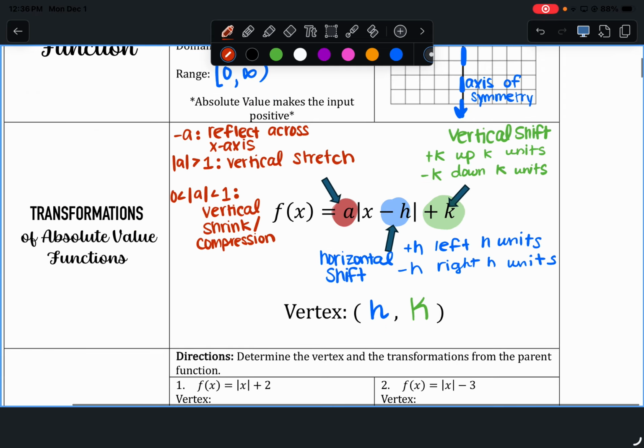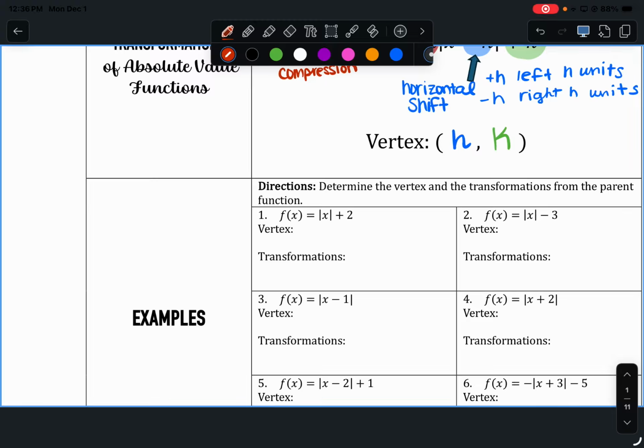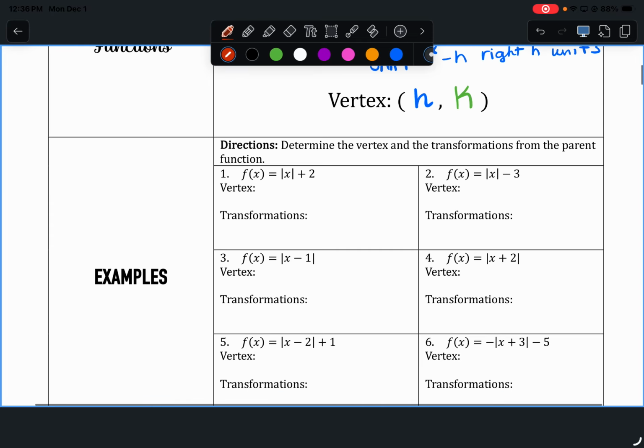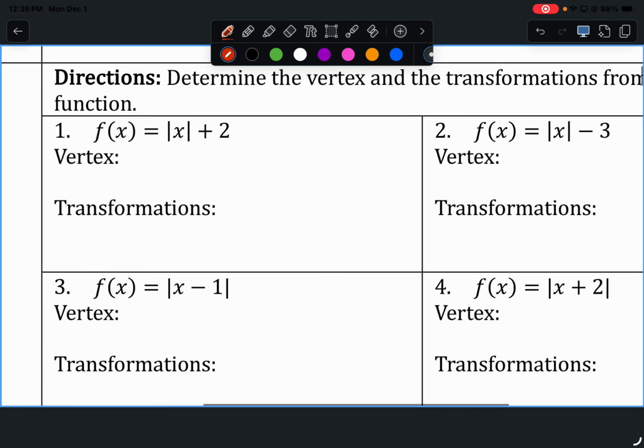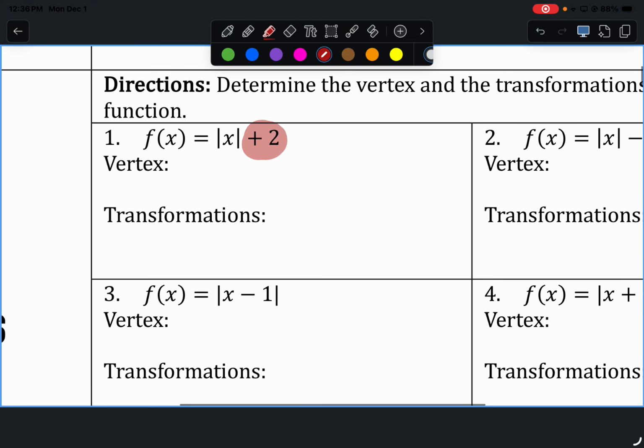All right. Now, we're going to look at some examples of these. We're going to go through the odds together real quick. So for number 1, we have a transformation of +2. What is that causing to happen? Up 2. So what does that make the vertex? It's still the same. No, it's +2. Wait, it's 0, 2. 0, 2.